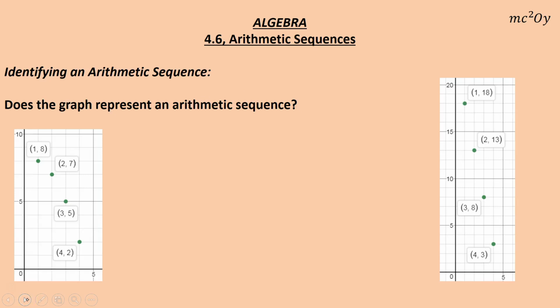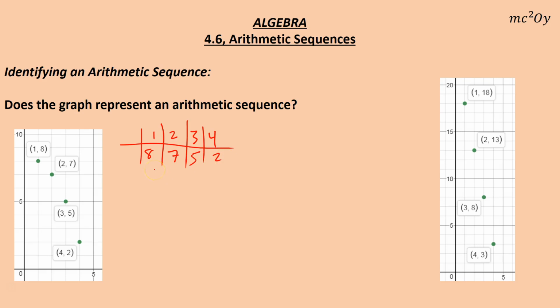First, does this represent an arithmetic sequence? Well, first, this graph. 1, 2, 1, 8, 2, 7, 3, 5, 4, 2. Well, you could first, if you want, you could just put it in a table. You could say, well, there's 1, 2, 3, and 4. And then I've got 8, 7, 5, and 2.